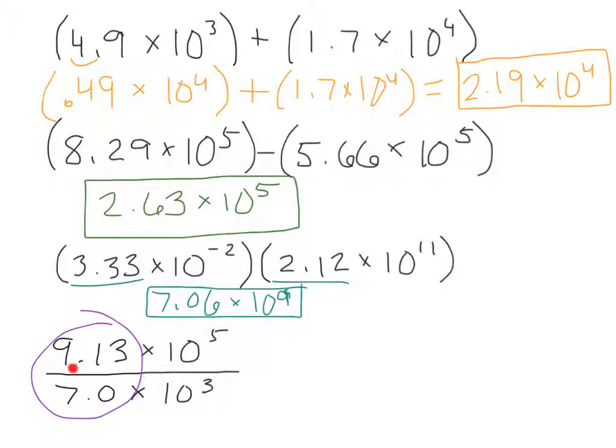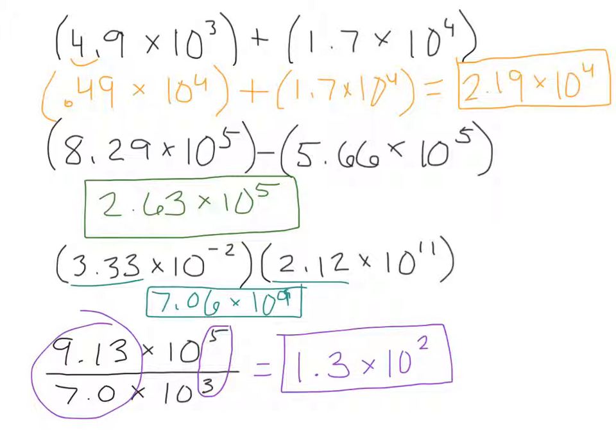The smallest number of sig figs used is in this number. That's 2 sig figs. So I'm just going to round to the nearest second sig fig. So 1.3, I don't need a third decimal, times, and then I subtract my exponents. 5 minus 3 is 2. So always subtract your exponents no matter what numbers you have here, positive or negative. It is always the top exponent minus the bottom exponent.